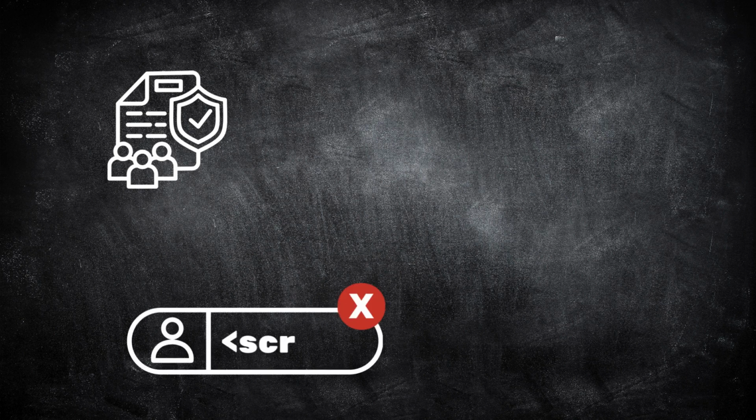For even more protection, you can implement a content security policy, or CSP. It tells the browser which scripts are allowed to run and blocks everything else by default. That way, even if a malicious script somehow makes it into your page, the browser can stop it before it does any damage. None of these defenses are perfect on their own, but together they create a solid barrier against most XSS attacks.